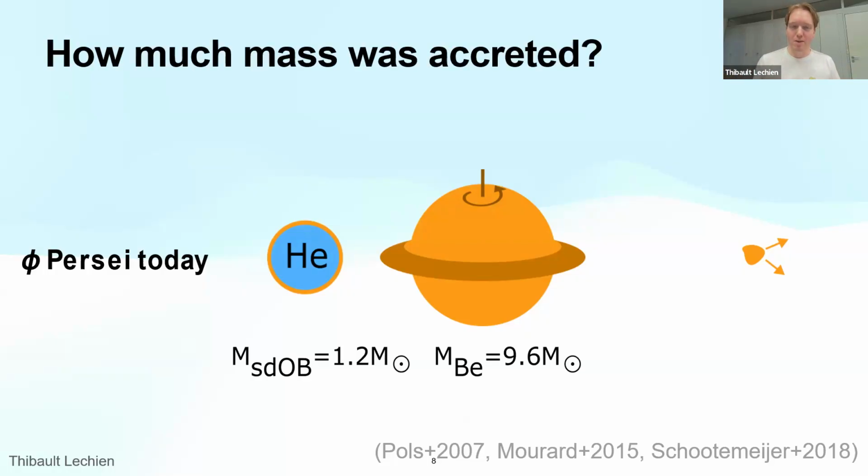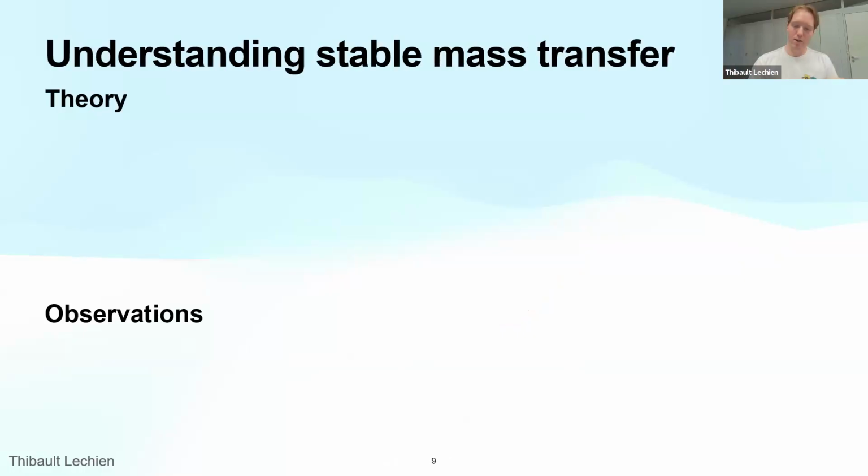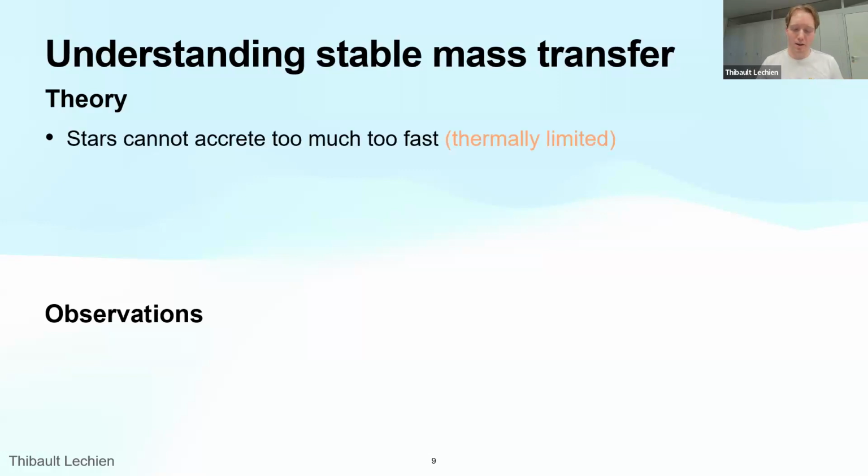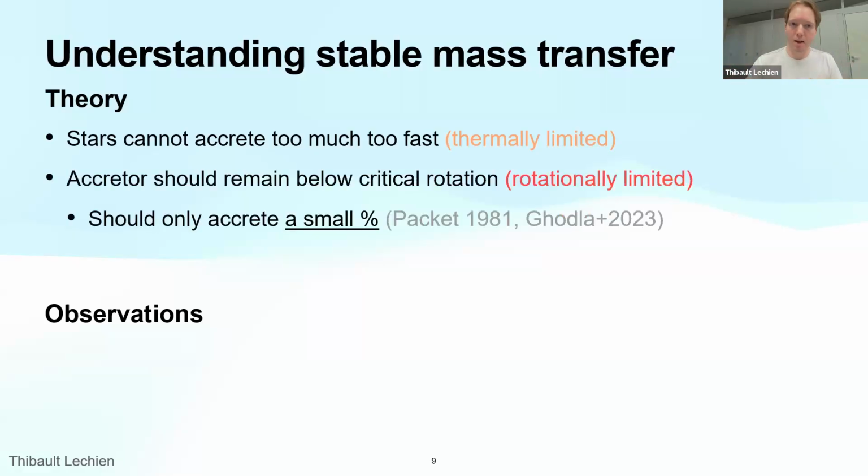But we'd love to know how much mass was actually kept by this companion. And for that, we'll try to understand it first from a theoretical point of view. And so simple mass transfer is commonly modeled by two different approaches. One is an approach that looks at the thermal timescales of both stars, which is kind of the characteristic timescale by which stars can handle mass gaining or mass losing. And this tries to avoid a contact scenario, which kind of keeps the companion star in check.